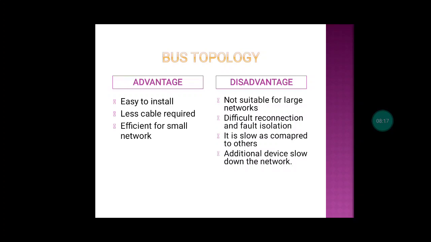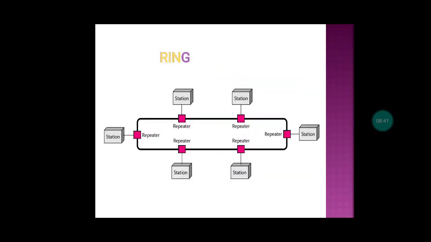Difficult reconnection and fault isolation. It is slow. If we add other devices, then it will be difficult to connect the new devices in such an arrangement, and it is slow as compared to others. Additional devices slow down the network. So of course, if there are many devices, then the transmission process will be slower.